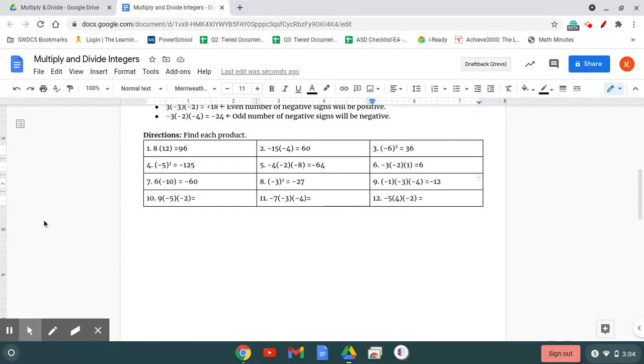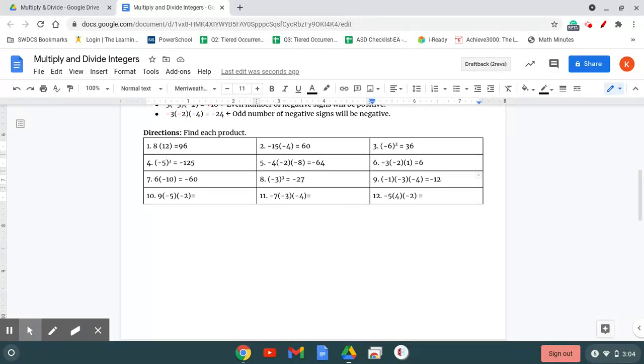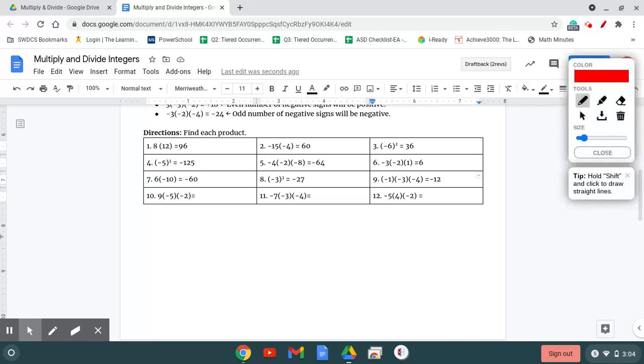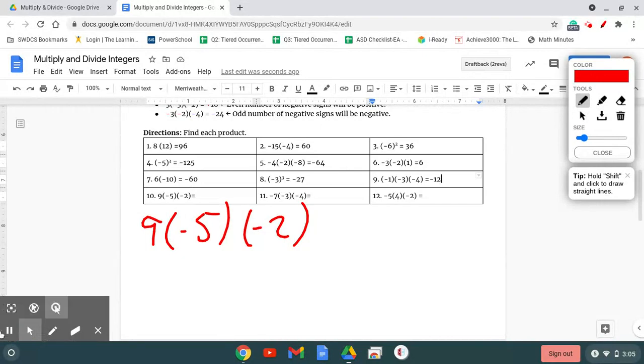All right, number 10. I'm just messing up my numbers today. Number 10. We have 9 times negative 5 times negative 2. Again, make sure you're writing this down. We have 2 negative numbers, so is our answer going to be negative or positive? Hopefully you said positive because we have an even number of negatives.